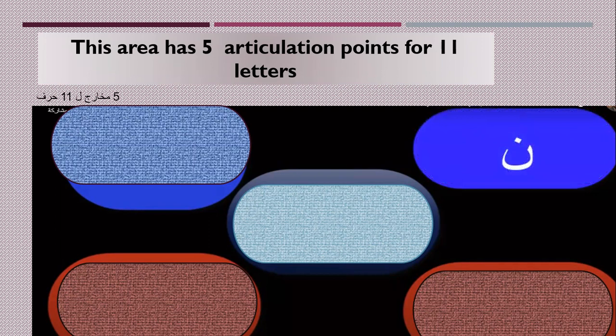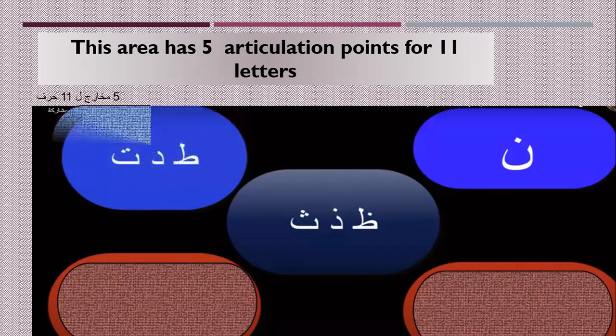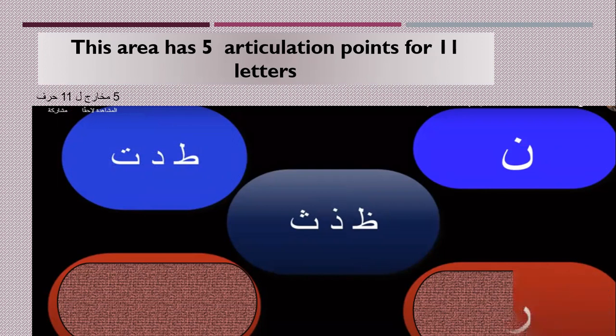The articulation point for letter noon, number two, ظا ذا لام ثا. Please repeat. The sound comes from where? The tip of the tongue. Number three, ta, dal, and ta. At, ad, at. The sound comes from where? The tip of the tongue.